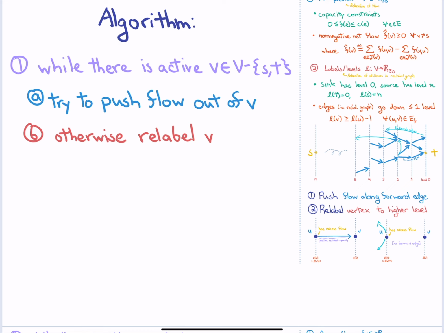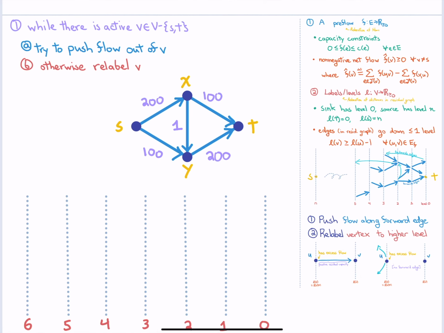So the algorithm is relatively simple. You keep finding vertices that have extra water, and you can either push some flow out, or you can relabel it because you're not able to push it down. So just two basic steps. It's arguably simpler than the augmenting path stuff as far as the algorithm goes, because you're just pushing. You don't have to run BFS and flip all these edges along the path and this kind of thing.